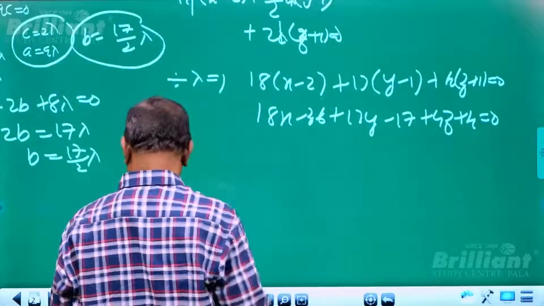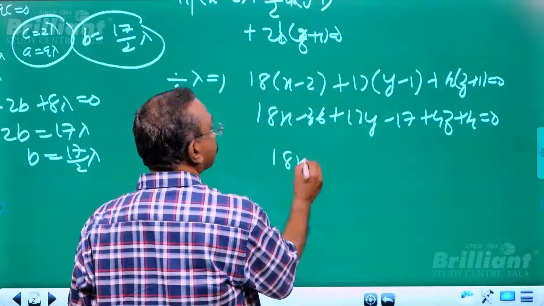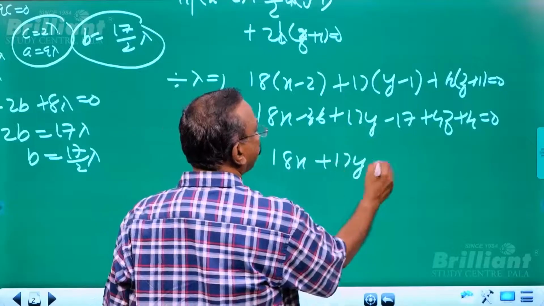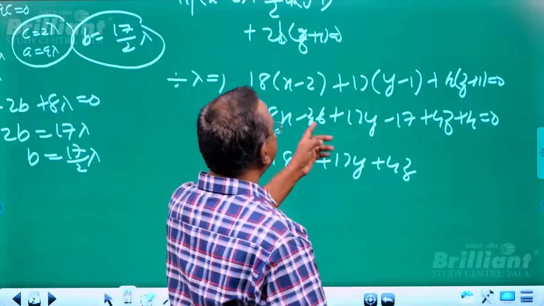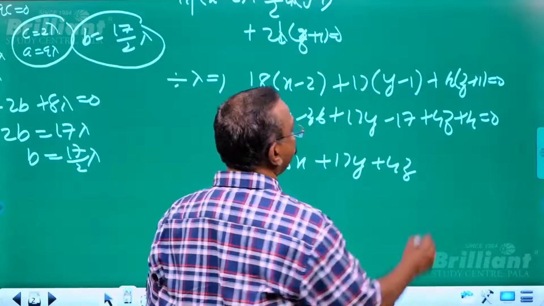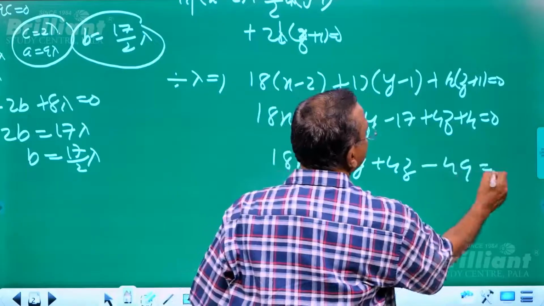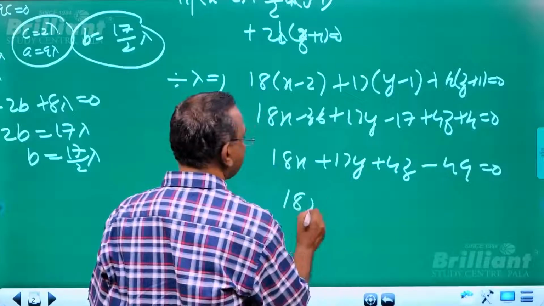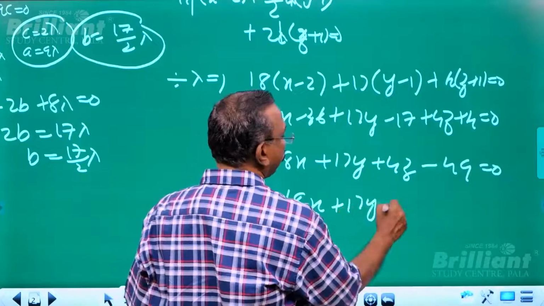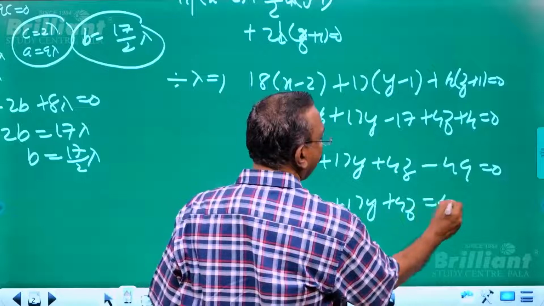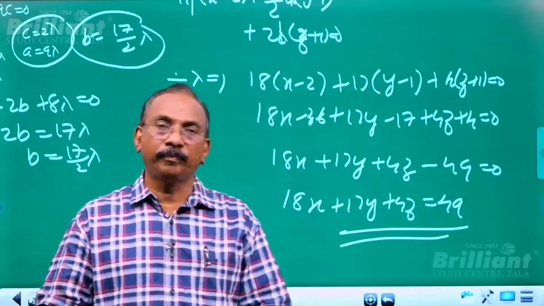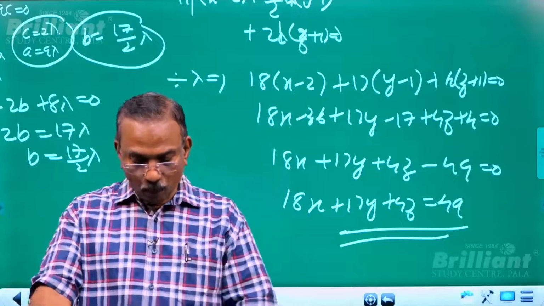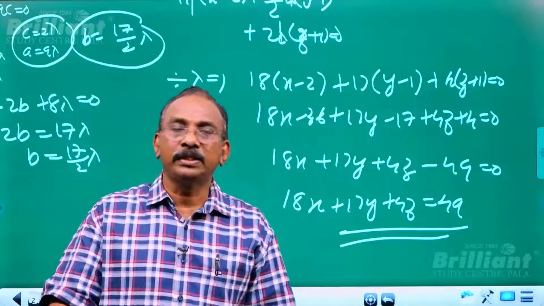That is 18x plus 17y plus 4z, and this minus 36, so you get minus 49 is equal to 0. So 18x plus 17y plus 4z is equal to 49 is the answer, the required plane. So option 1 is that. So we can easily find it.